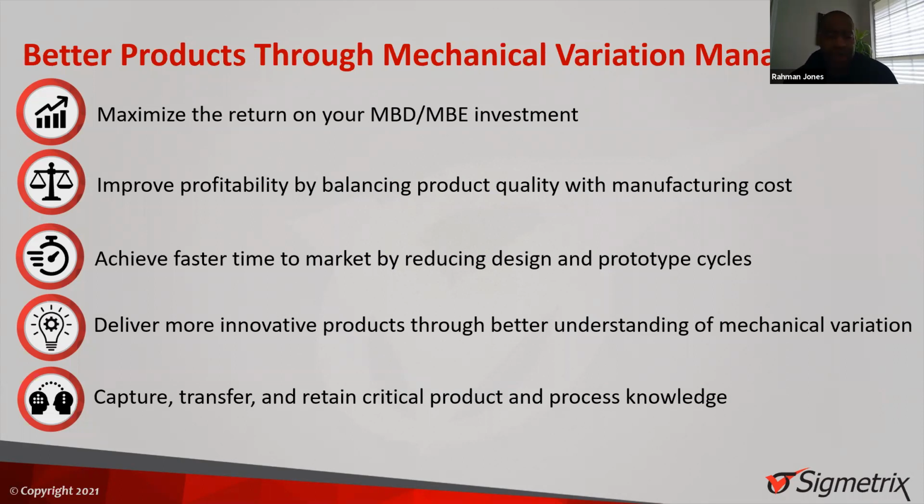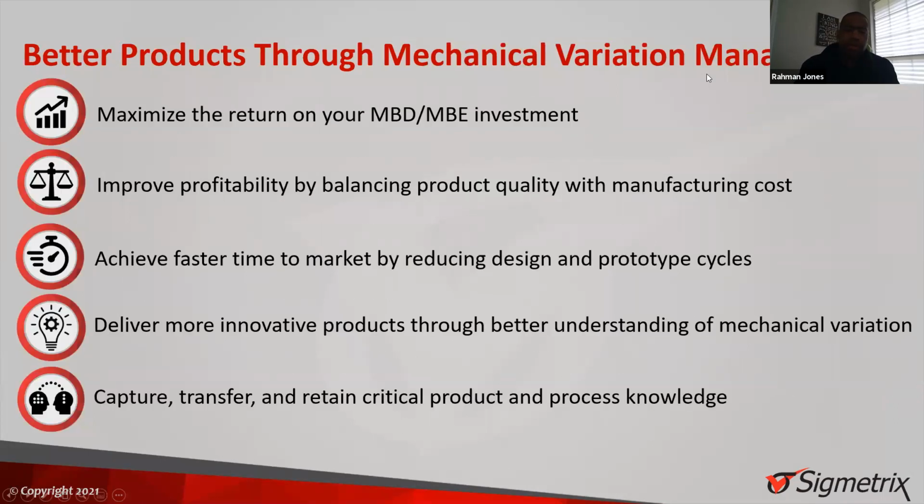And then achieving faster time to market by reducing design and prototype cycles. I like to basically sum this one up by saying, if I only knew then what I know now, which is something that we probably ask a lot in life. But if you use our tools early in the design cycle, then you can avoid a lot of those if-onlys down the line. And then deliver more innovative products through better understanding of mechanical variation.